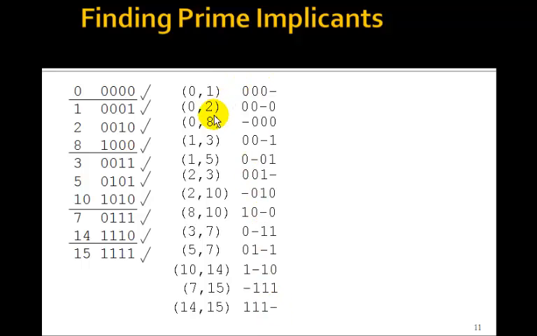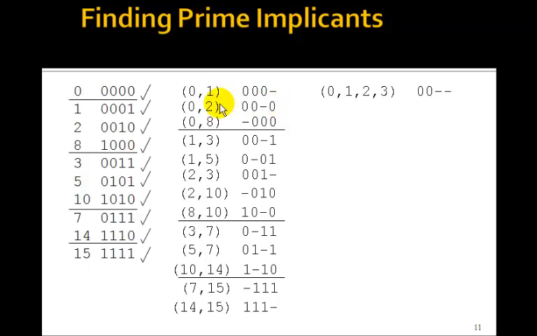Okay, so next step, draw the lines. Here are the zeros. Here are the ones all the way down to here. Here are the twos all the way down to here. Now we just have to compare this group with this group, but remember, dashes have to line up. So 0, 1 can only go with 2, 3. 0 0 0 dash and 0 0 1 dash ends up with 0 0 dash dash.